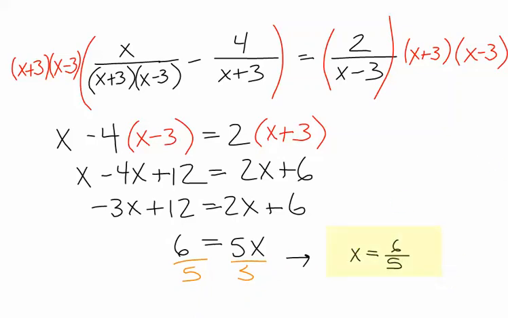Now the other thing we have to check is to make sure that it doesn't make any of the denominators 0. Here our only problem spots would be if x was equal to 3 or negative 3. So this seems to be legit, and that is the answer to our first question.